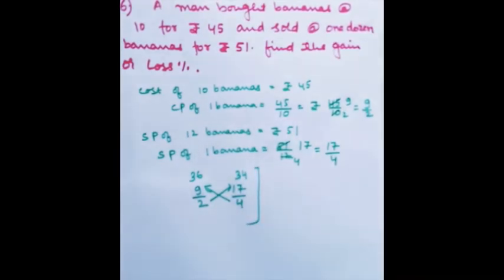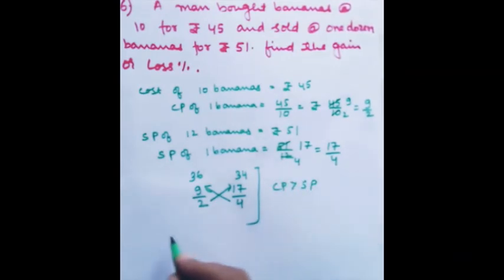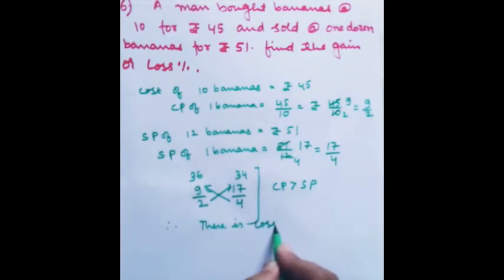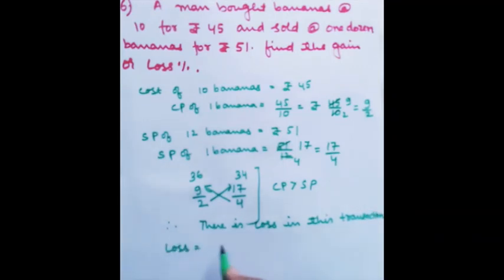So your CP is greater than SP. So you have loss. So there is loss in this transaction. So what is the loss? Let us see. Loss will be equal to CP minus SP. That is 9 by 2 minus 17 by 4. Your LCM is 4. So here 2 2s are 4. So 18 minus 17. That is 1 by 4.